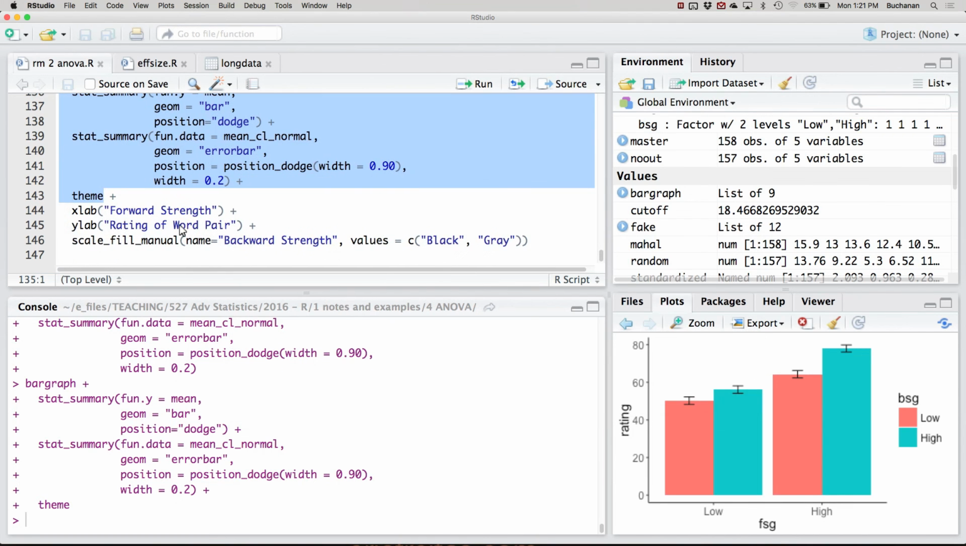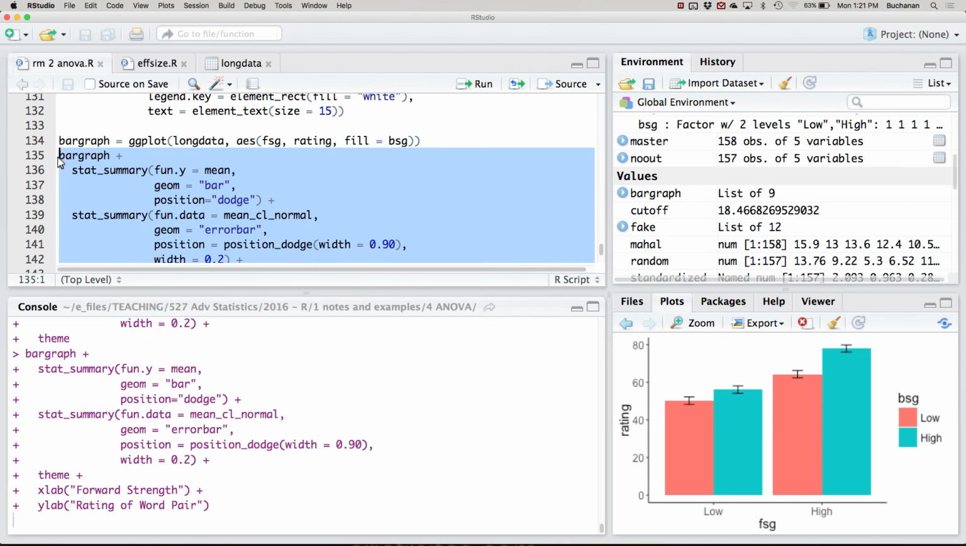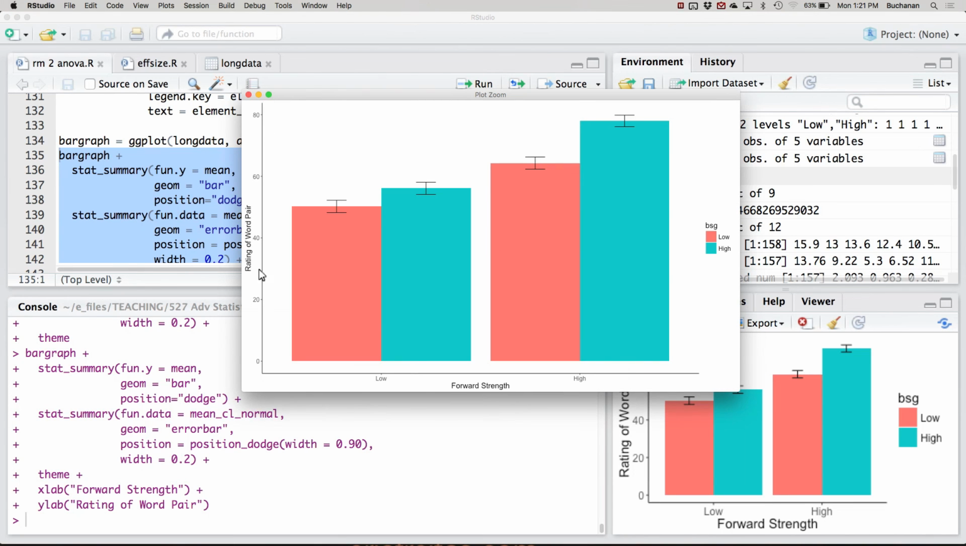Next thing I want to do is clean up X and Y. So we did that last time, X lab and Y lab. So now, readable, much better. I've already capitalized low and high in my factor command, so I don't have to do scale X discrete. But this stupid PSG over here.